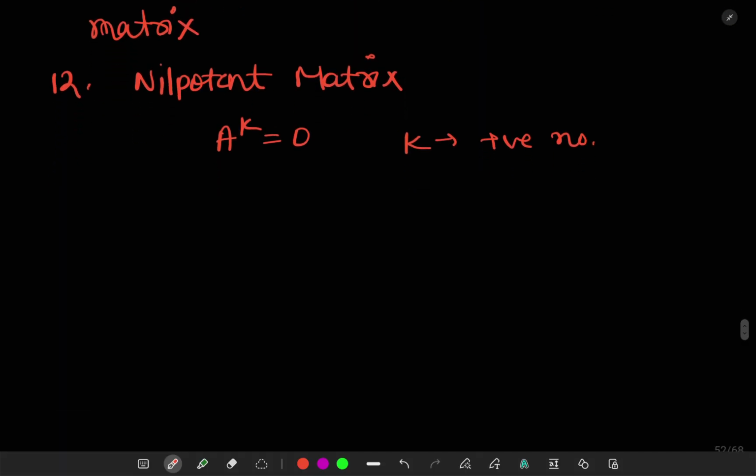Now, nilpotent matrix. If we take any value of k more than 1, A to the power k is equal to 0.